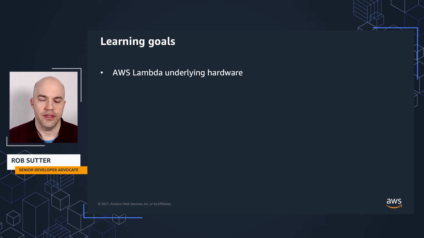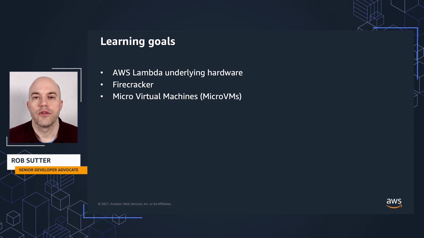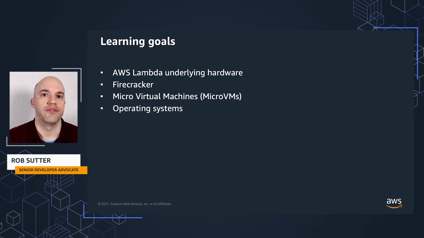In this session, you'll learn about the underlying hardware that AWS Lambda runs on. You'll learn about Firecracker, the lightweight virtual machine manager that AWS purpose-built for AWS Fargate and the AWS Lambda environments. You'll learn about micro virtual machines and how those load the operating system for your functions, what operating systems you can run inside micro VMs, and finally, you'll learn what Lambda runtimes are available to you.